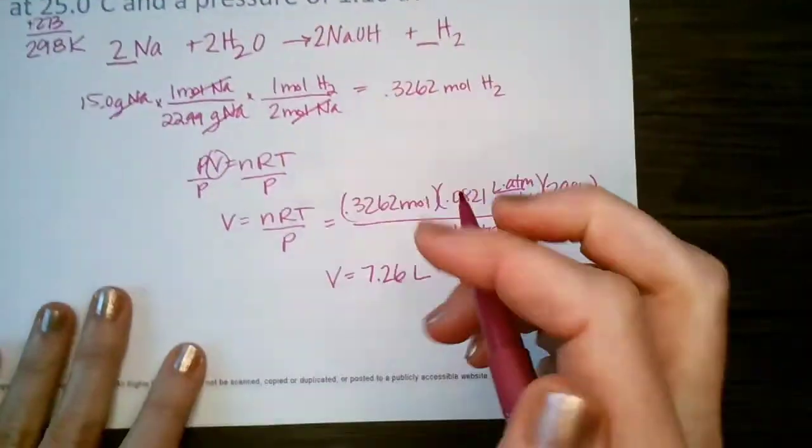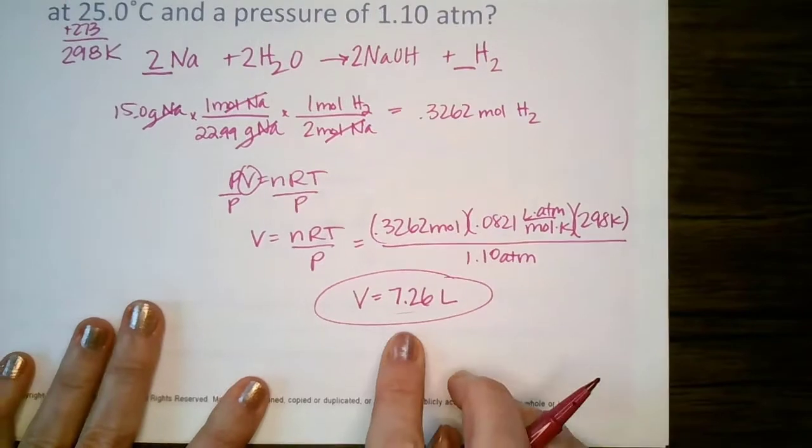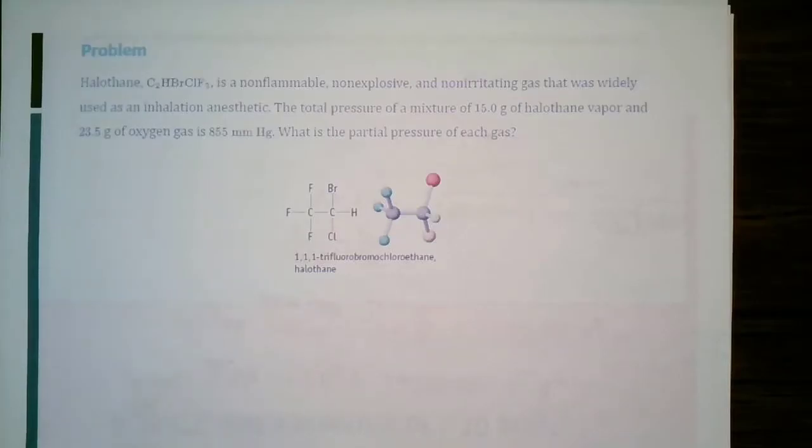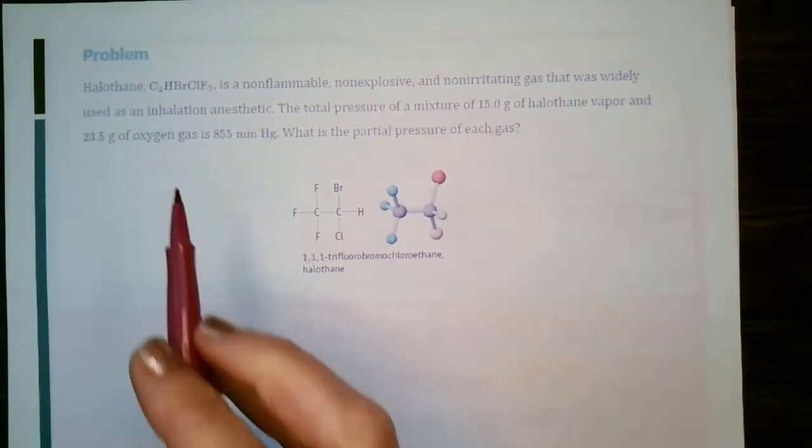7.26 liters. Let's make sure of 3 significant figures. We have 3, 3, and 3. So we'll finish with 7.26 liters of hydrogen gas.